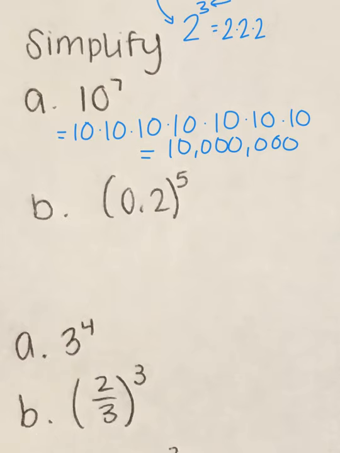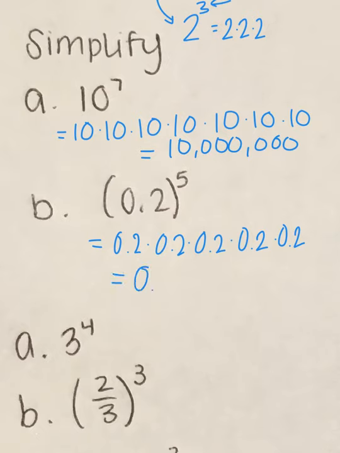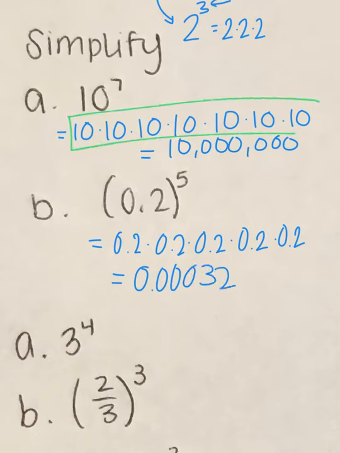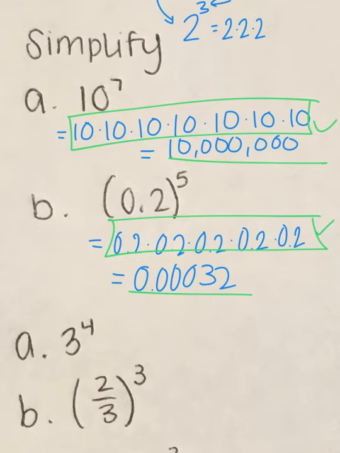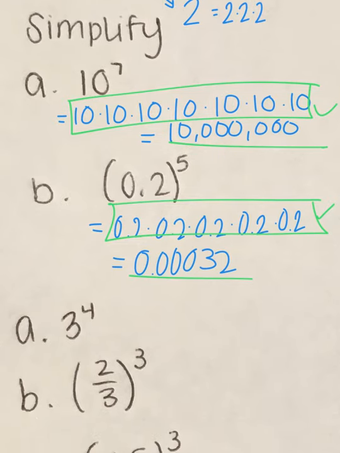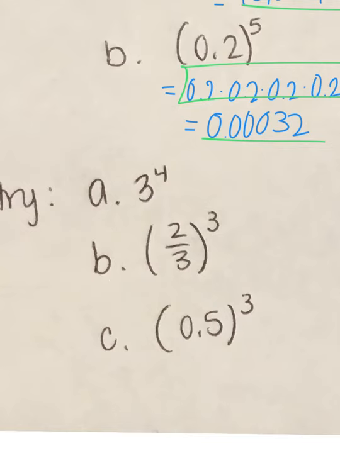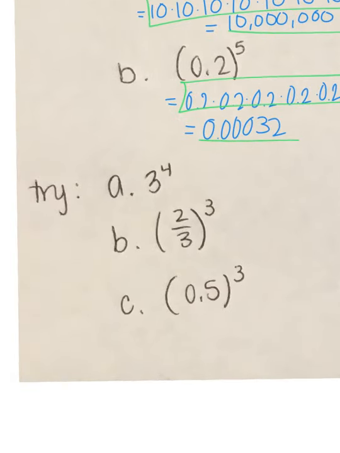So if we have 0.2 raised to the 5th power in the second example here, I'm going to do 0.2 times 0.2 times 0.2 times 0.2 times 0.2. Okay, I have 5 of those. If I put that in my calculator to solve, I would get 0.00032. This right here is the work that I will be looking for in your notes. These answers I will also be looking for, but in your notes and your homework, make sure that you're doing both of those things. Okay, so pause the video and try these problems.